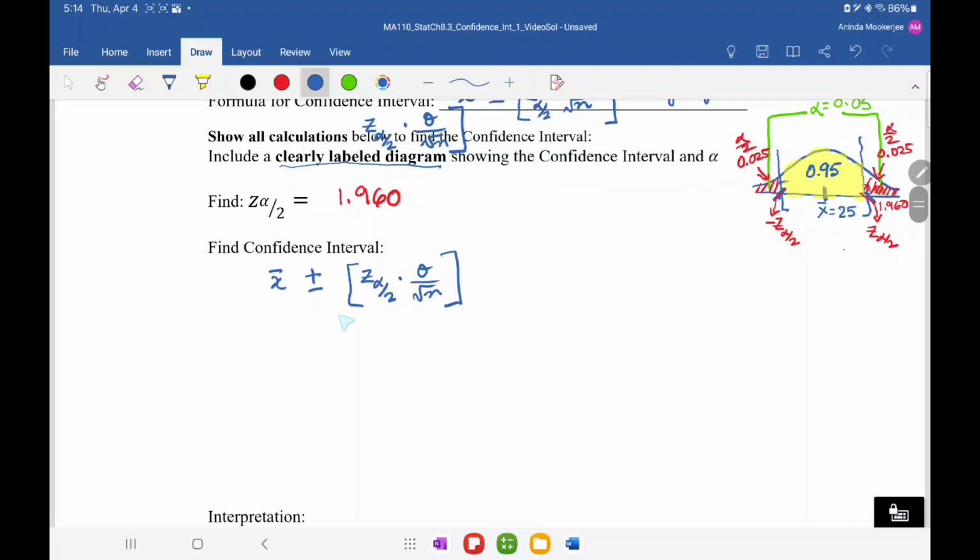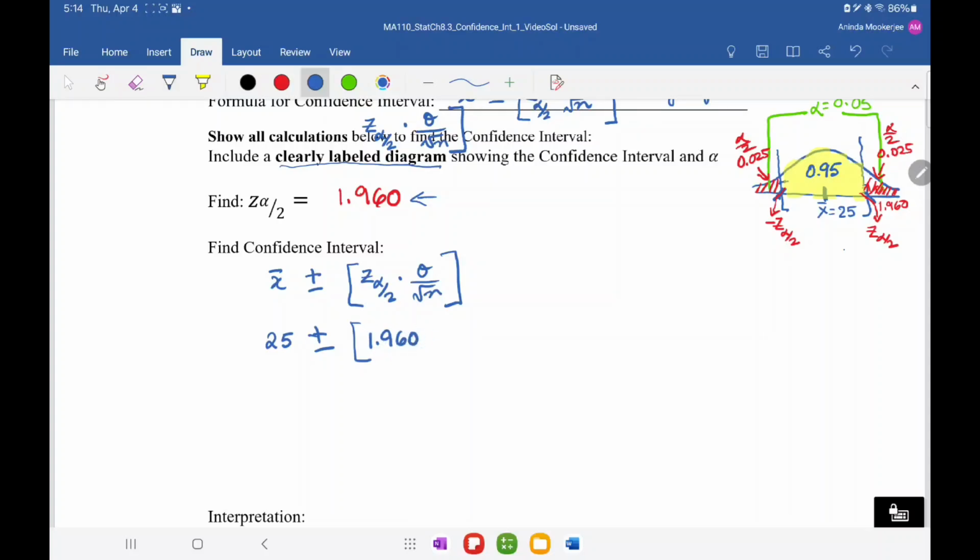Okay, so x bar was 25. Let's write that. Then plus minus, that's a part of the formula. And then z of alpha by 2 we just found is 1.960. So I'm going to write 1.960.